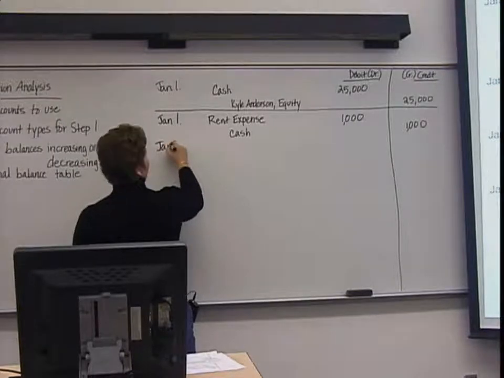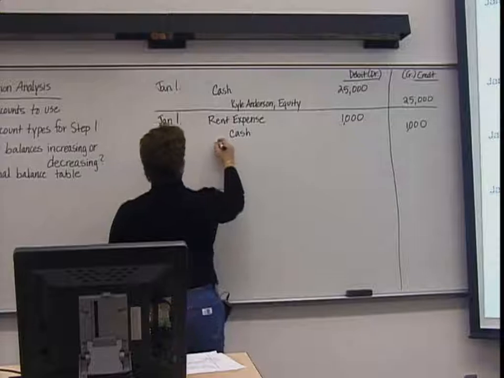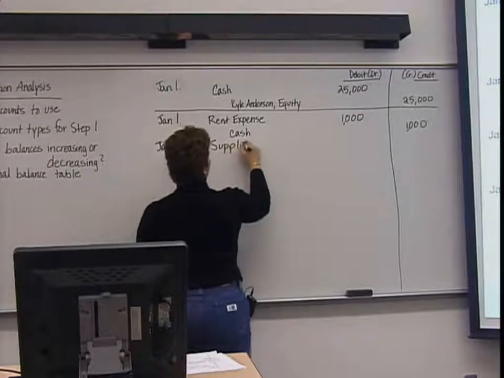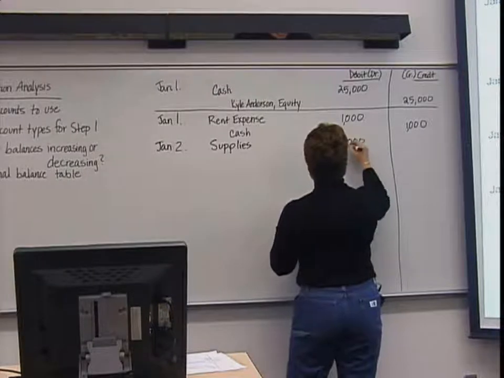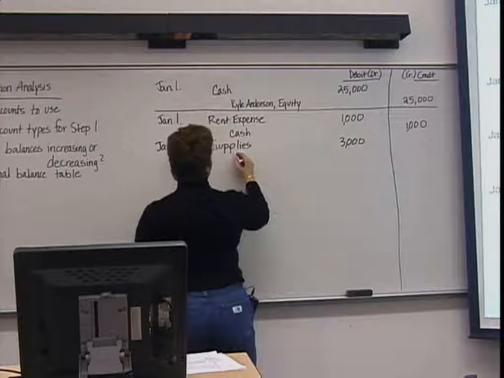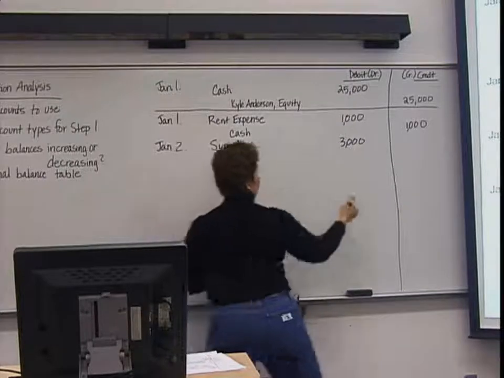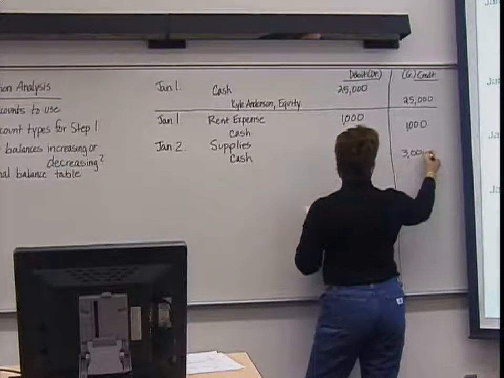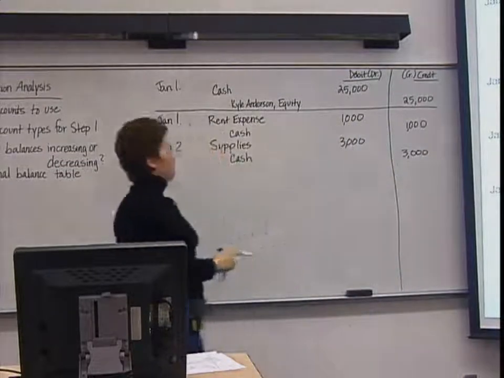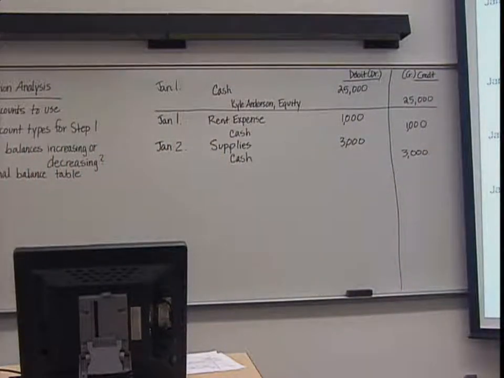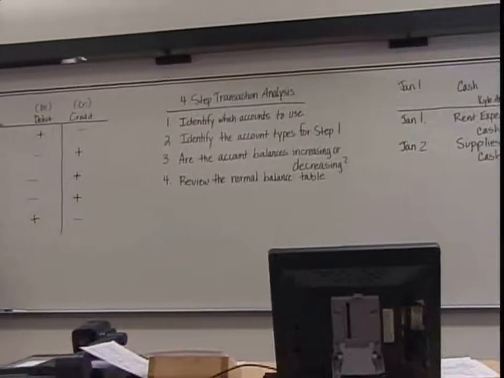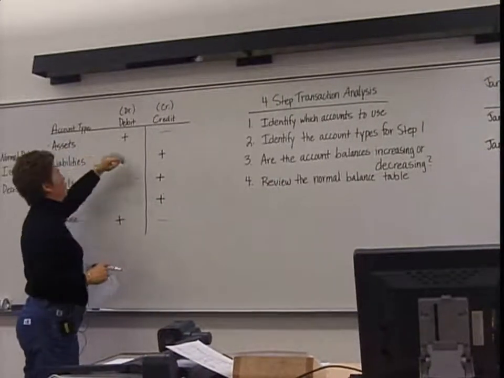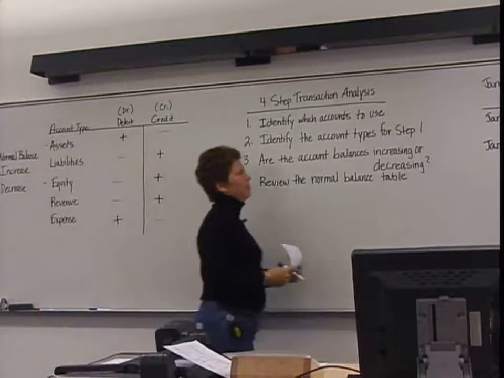So, January 2nd, we will be increasing our supplies with a debit, and we will be decreasing cash with a credit. They are both asset type accounts, but we can have one transaction affect the same type. So, asset would be increased of supplies. We are also paying cash for them, so we will decrease our cash, which is an asset, by crediting it. Debits equal credits.